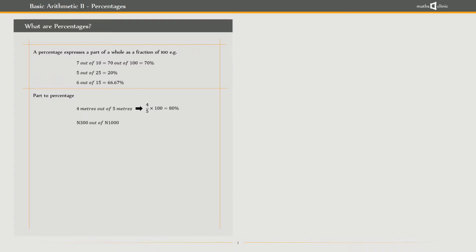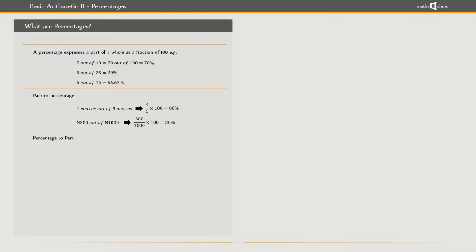4 out of 5 multiplied by 100 would give you 80%. Similarly, if you have 300 naira out of 1000 naira and you're asked to express this as a percentage, you simply have 300 divided by 1000 multiplied by 100, and what you have in the end is 30%.